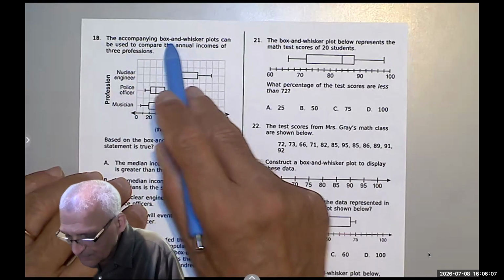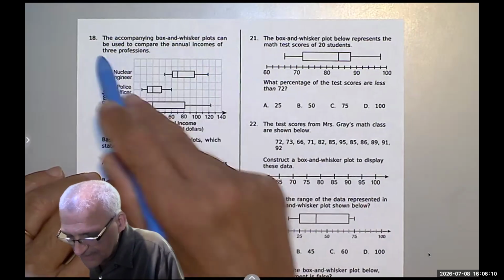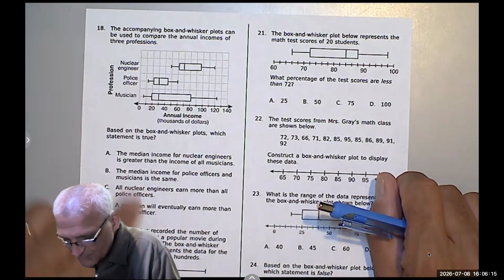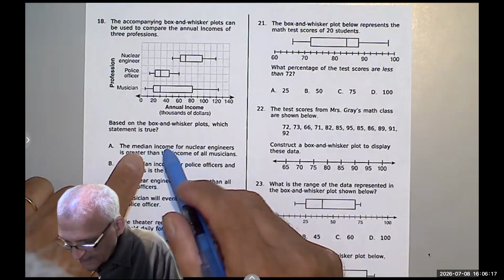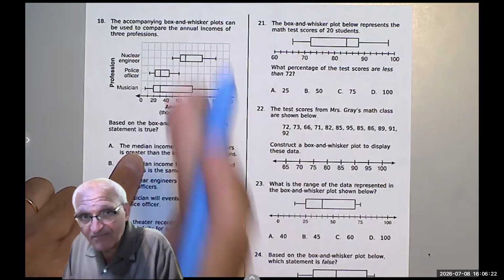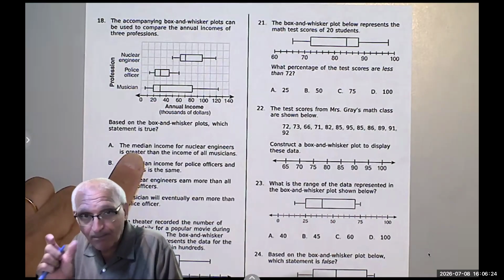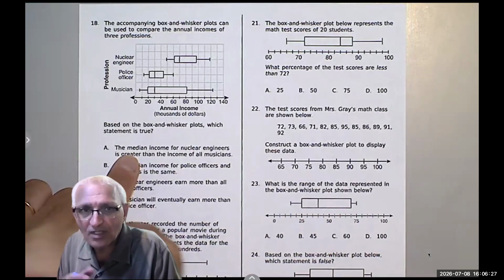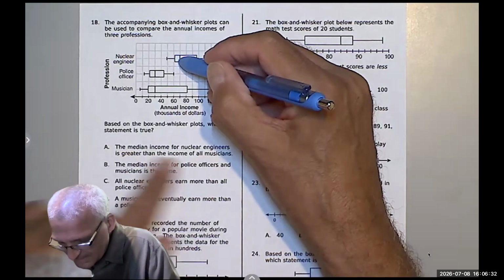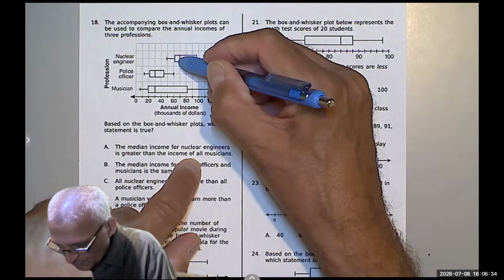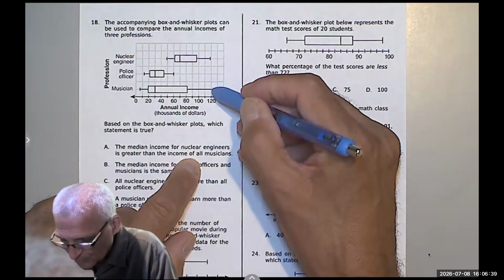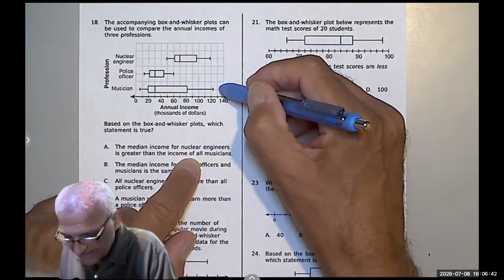The accompanying box-and-whisker plots can be used to compare the annual incomes of 3 professions. Based on these plots, which statement is true? The median income for nuclear engineers, you see the median is the one that divides the box into 2 parts, not necessarily equal unless the data is symmetric. So this is the median. Is it greater than the income of all musicians? No, the income of musicians goes up to over 120, so the median is not greater than that.